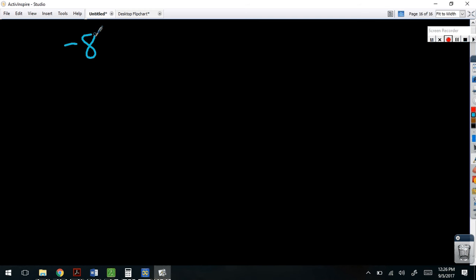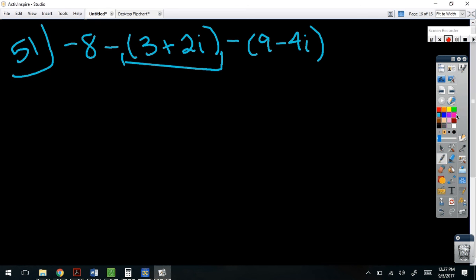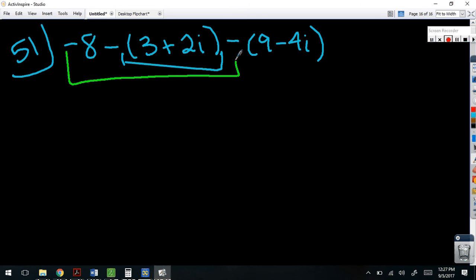Negative 8 minus 3 plus 2i, minus 9 minus 4i. Understand, guys, whenever you have something like this, you're subtracting this whole piece that follows the subtraction sign, okay? So since order of operations takes us left to right, let's do these two first and then we'll combine it with the last one.